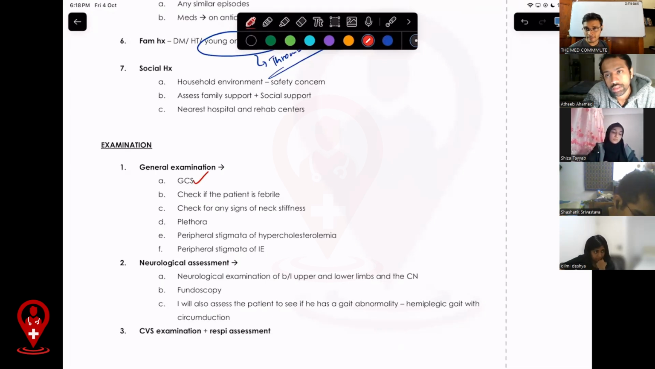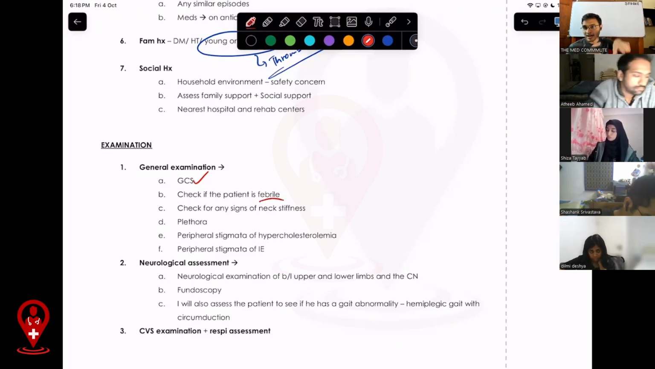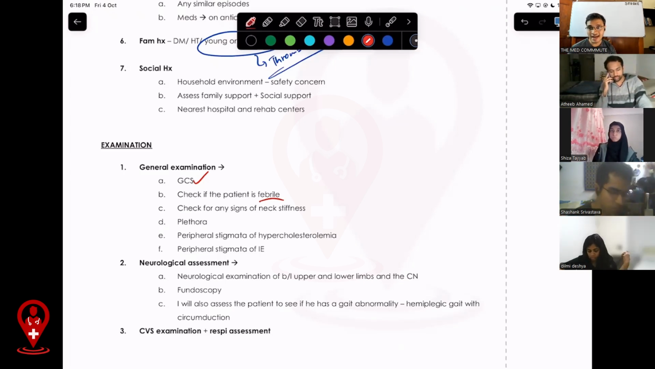Then you have to check if the patient is febrile, because we talked about infective endocarditis, one of the very major risk factors. And they can also have vasculitic, autoimmune, low-grade fevers. So you have to assess for these. Then guys, when you see a patient with infective endocarditis, what will the patient have? An IV cannula. So look for those as well. Then you can check for signs of neck stiffness, because this is what we talked about, specifically meningitis, and even hemorrhagic types of strokes can have some meningeal irritation features. So you can check for that.